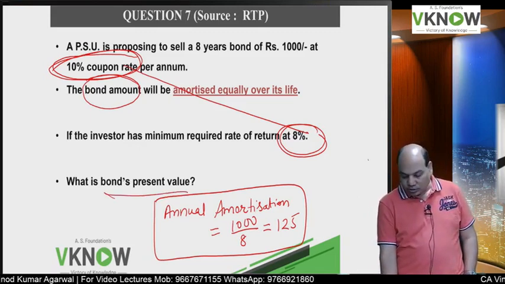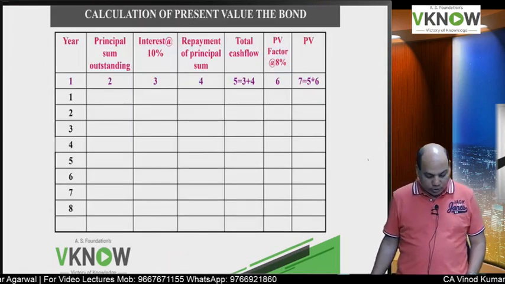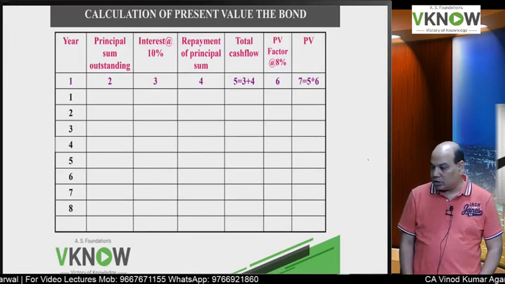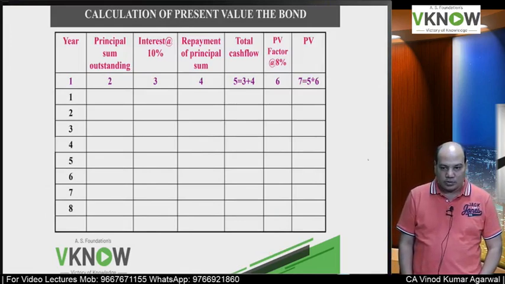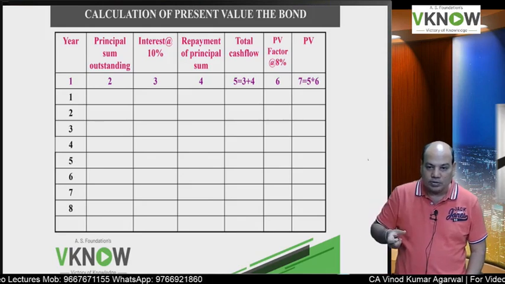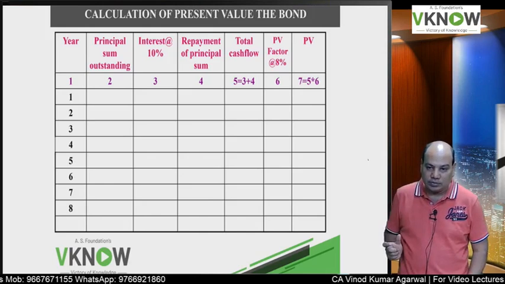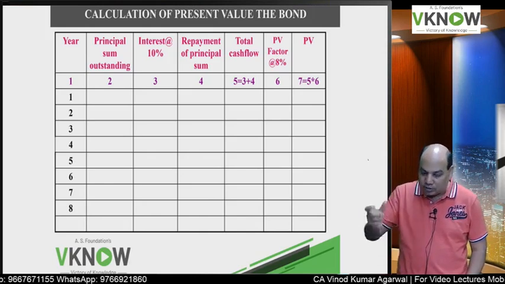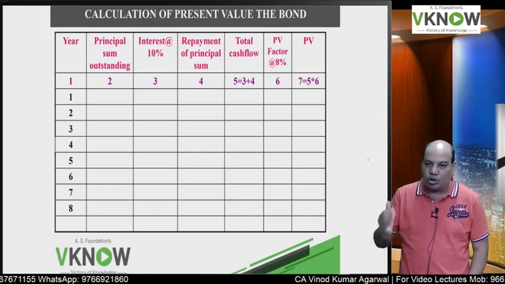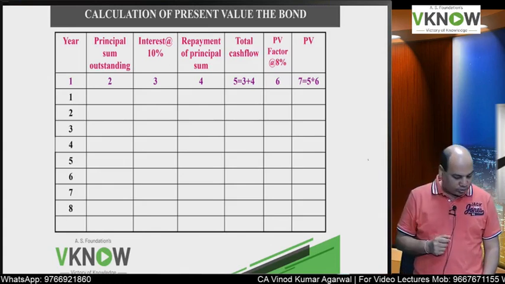So in this question, the interest amount will change every year. Since the interest amount will change every year, the cash flow will change every year. So I have to compute cash flow of each year separately. Okay, then compute the present value. So all 8 years I will have to write. So write down in the notebook.